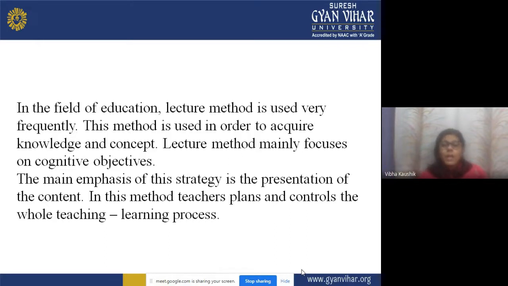Lecture method mainly focuses on cognitive objectives. We know that there are cognitive, affective, and psychomotor objectives, but the lecture method gives importance only to the cognitive objective, meaning the knowledge aspect. The main emphasis of this strategy is the presentation of the content. The content is presented by the teacher to the students.